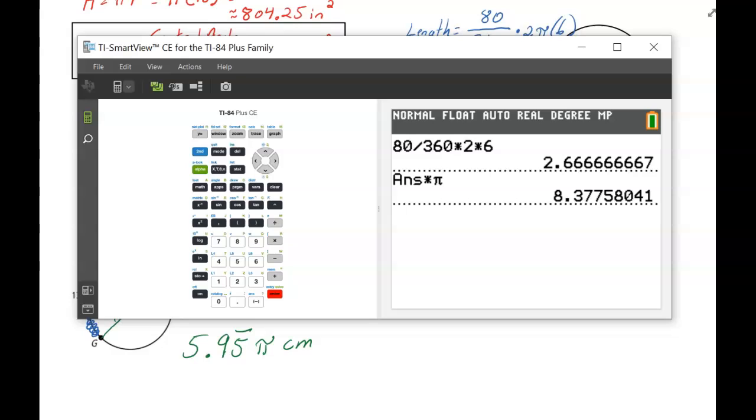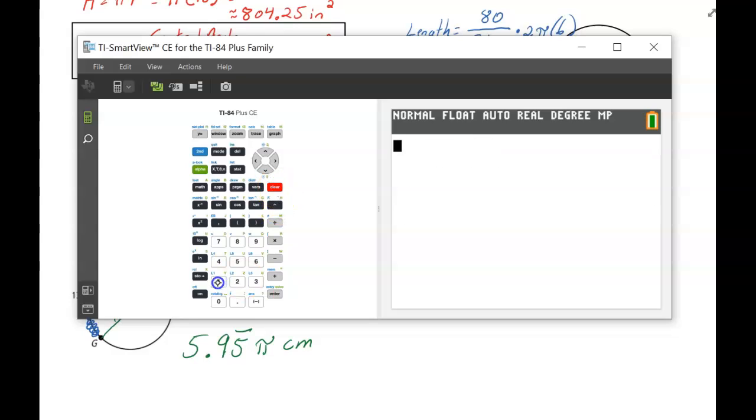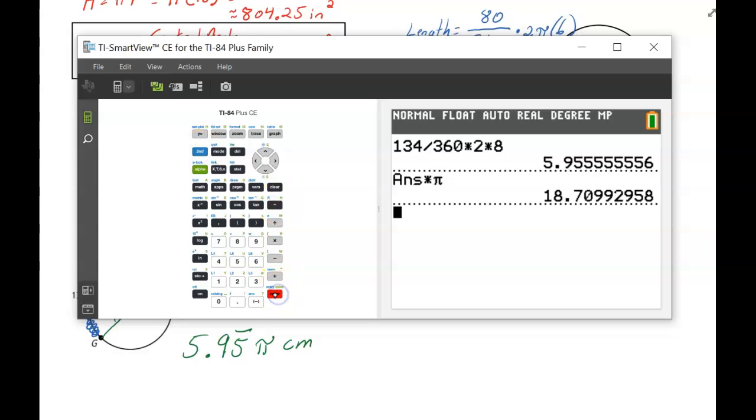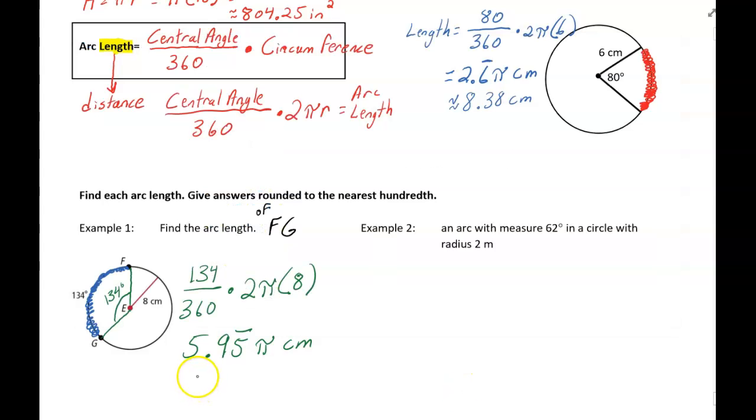So I'm going to show you how to do that on your calculator. You do 134 divide by 360 times 2 times the 8. We're not going to type in the pi. So I get 5.95 repeating. Then if I wanted to multiply by pi, I would just simply say times pi. And I like to use that answer button that automatically comes up. So we get 18.71. So that blue arc is around 18.71 centimeters.